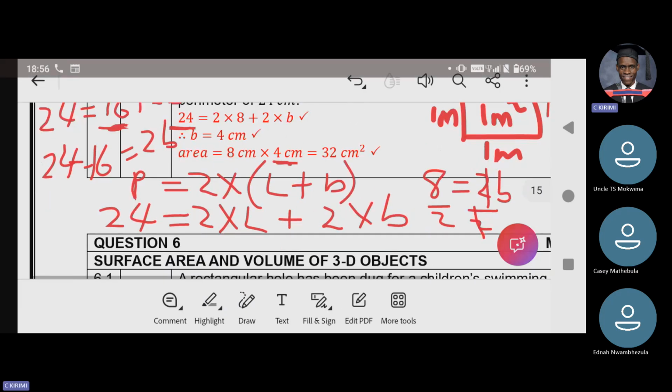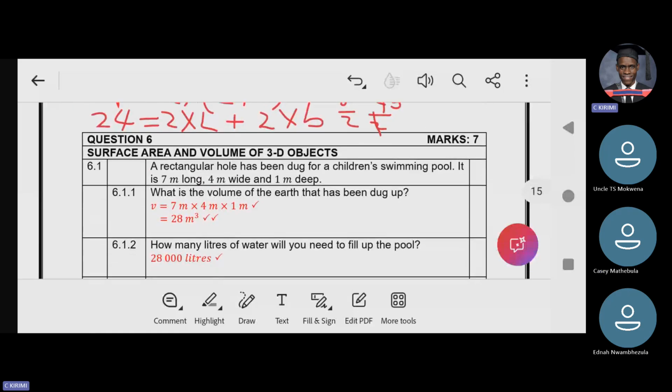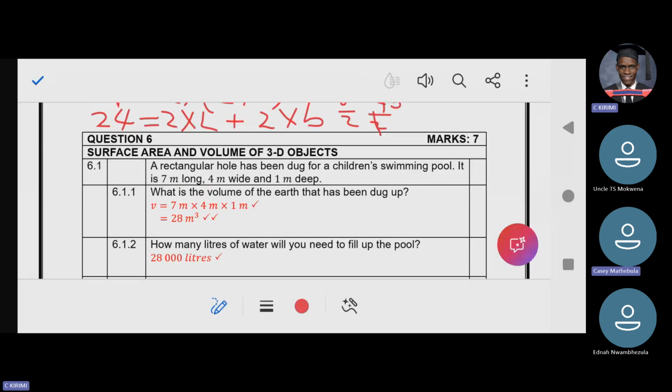Right, so we are left with 4 minutes. Let's see how we can maneuver. A rectangular hole has been dug for a children's swimming pool. It is 7 meters long, 4 meters wide, 1 meter deep. Length times breadth times height. You just multiply, you get your volume.